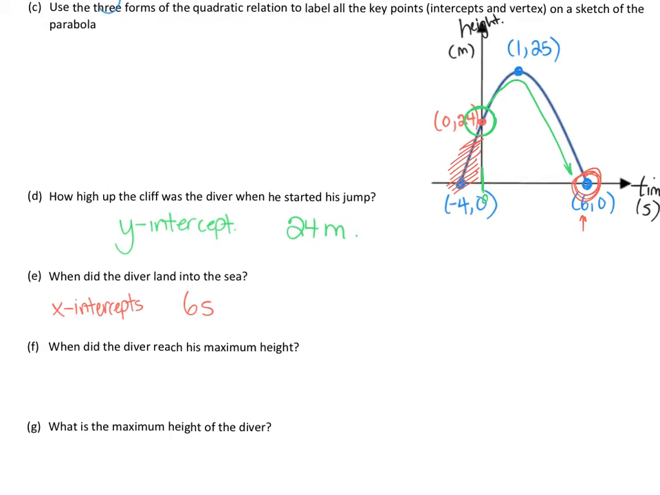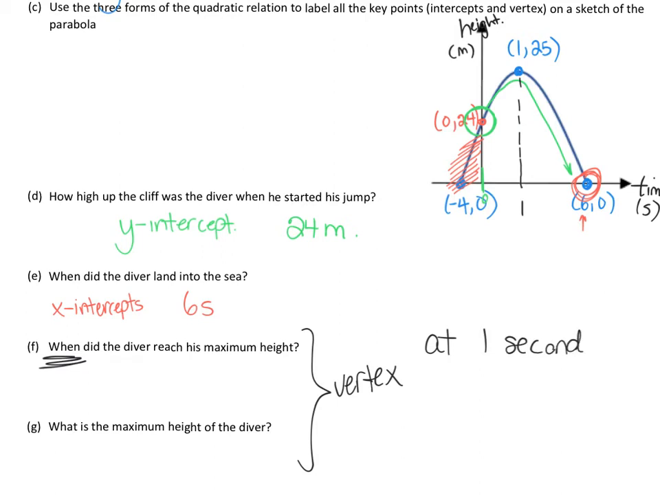Okay, next two questions go together. When did the diver reach his maximum height? And what was the maximum height of the diver? So this is me asking you about the vertex. Okay, when did he reach it? That is when x equals 1. Okay, so at 1 second is when he reached the maximum height. What is the maximum height? The max height is 25 meters. Okay, units being really, really important here when you're answering questions like this.